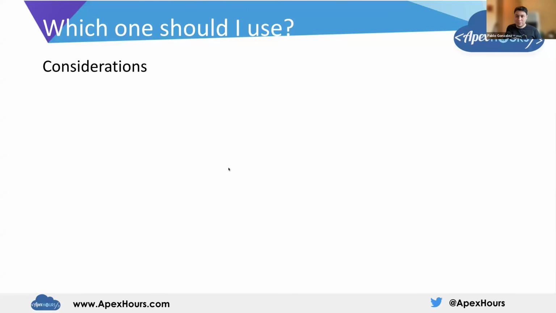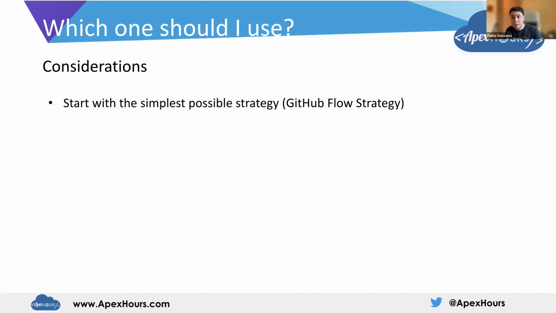So I can tell you, it depends. I can give you some considerations. I recommend that you start with the simplest strategy possible, which is the GitHub Flow strategy, the one that I explained in more detail, where you create a PR, you deploy to QA, then you merge to main, which deploys to UAT, and then you create a tag, and that deploys to production. That basically decouples your sandboxes from Git. So if you can start with that, I highly recommend it.